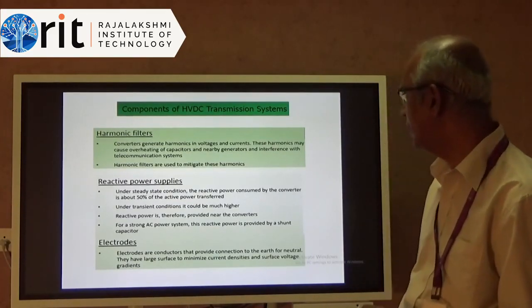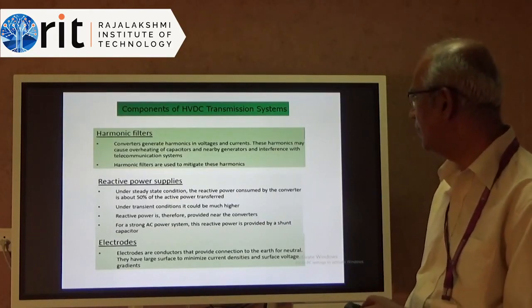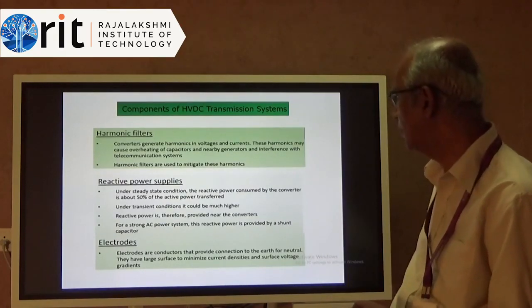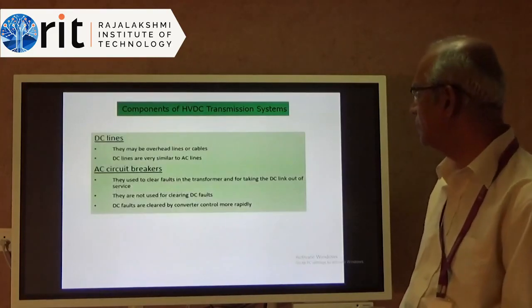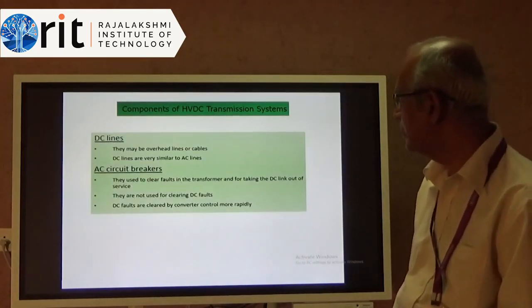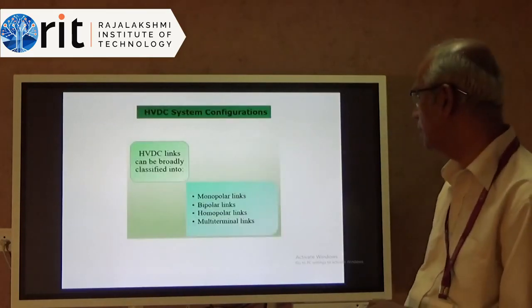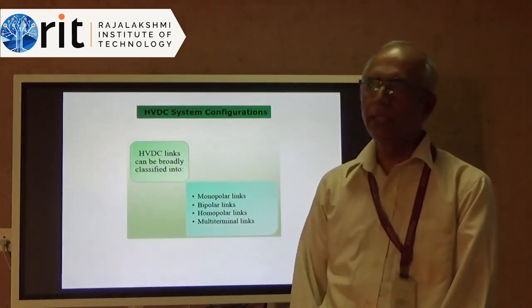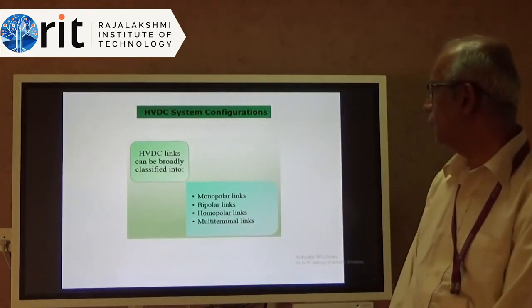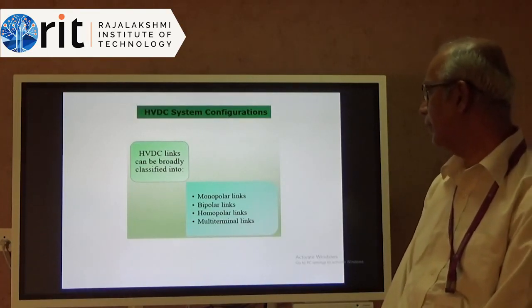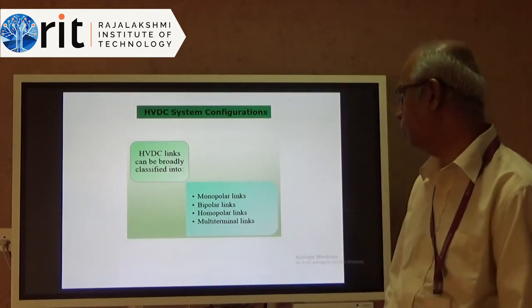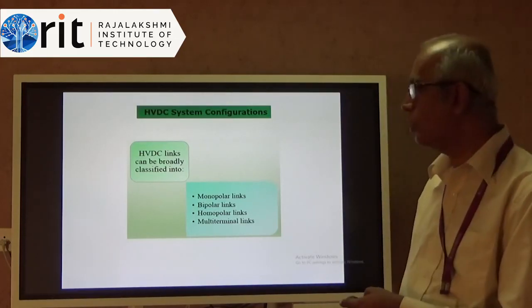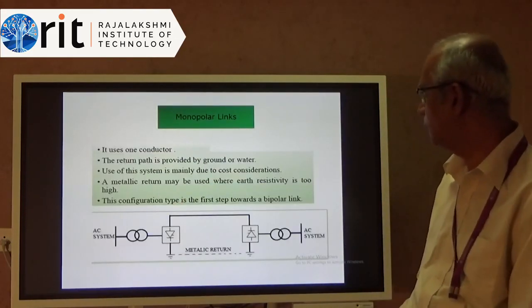Reactive power supply, we said, when you need a reactive power at the receiving end, we are going to use this reactive power supply to transmit the reactive power to the load. For earthing purpose, we have these electrodes. Of course, the basic lines are there and the breakers are there to clear the faults. Right. So, what are the configurations for HVDC? Major configurations: monopolar, bipolar, homopolar, and a combination, multi-terminal links are also possible.